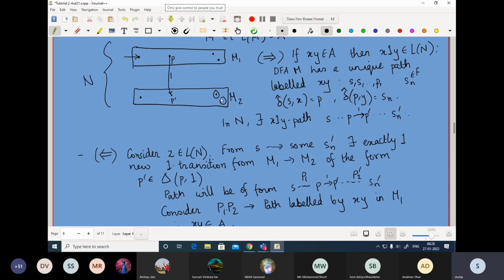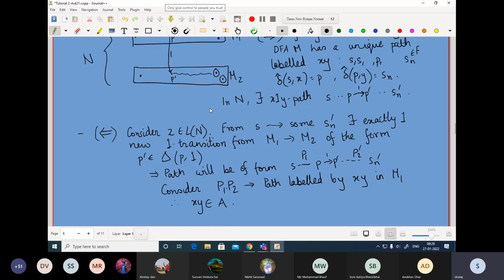So the only way of doing it, the way we have constructed it, is that there is exactly one new 1 transition from M1 to M2. And the 1 transitions are of the form P going to P dash, P going to a copy of itself in M2. Therefore, this path must be of the form S to some P, and then from P to P dash, and then P dash to Sn. So some path from S to P, then P goes to a copy of itself in M2, and then there's a path from P dash to some final state in M2.